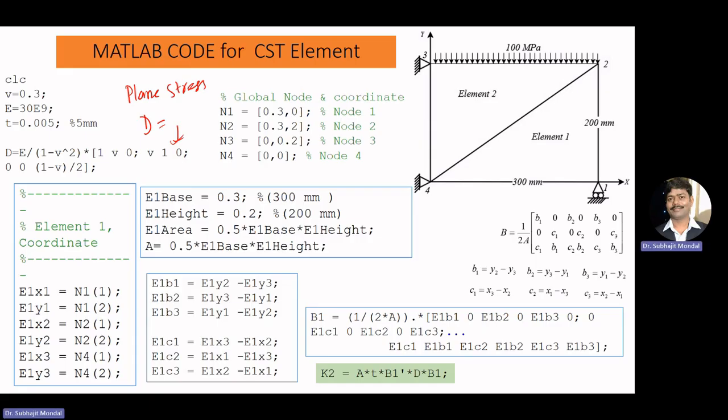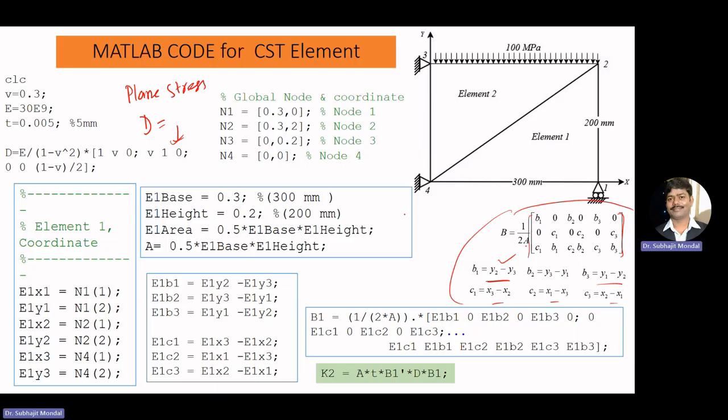Okay, and for the CST element, we can calculate the B matrix using this formula. Here you can see this part where B is equal to 1 by 2A. A is the area of the triangle, the area of the CST element, and here this is the B matrix. Now B is basically nothing but these small b's. Small b's are nothing but the differences in the coordinates. So here you can see y2, y3, y1, all the values are there. Here x1, x2, x3, all the values are there. So this is nothing but the coordinates of the element.